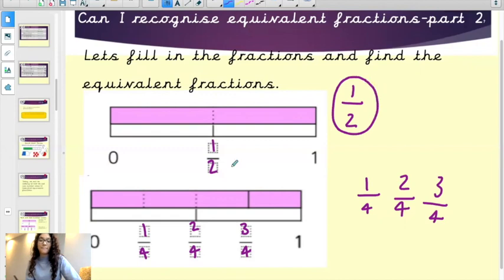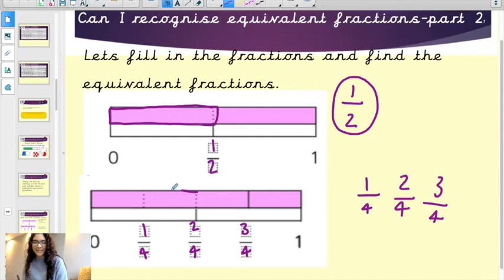Have a look at both number lines and tell me what is the equivalent of this amount. What would be the same on this number line? Think about what fraction would make you have the same sized bar as the one above. Would it be 1/4? This is 1/4. Is 1/4 the same size as a half? No. Is 2/4 the same size as a half?